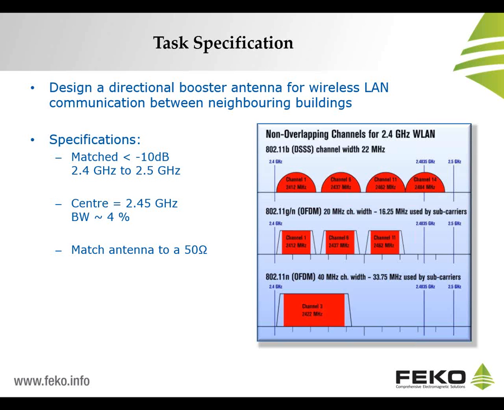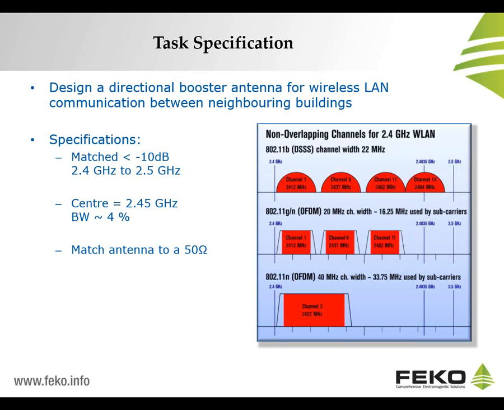So that means a center frequency of 2.45 gigahertz, which is a bandwidth of about 4%. We want this antenna to be matched to 50 ohm in our scheme of use. So right, let's start with this process.